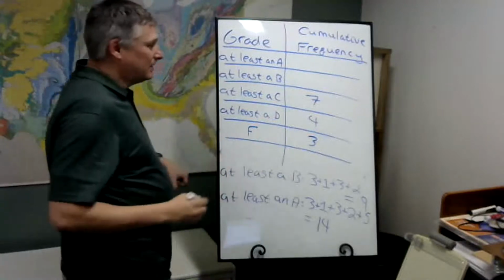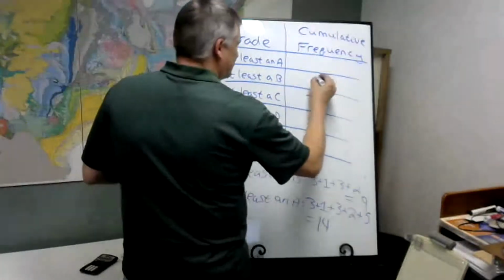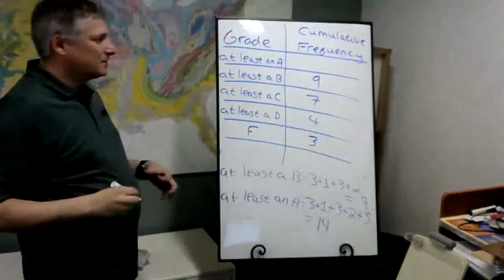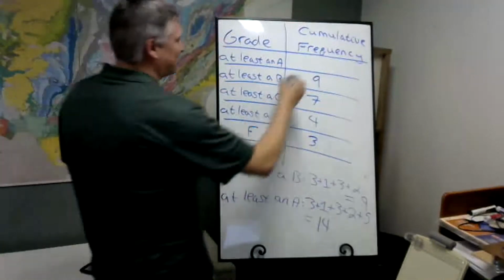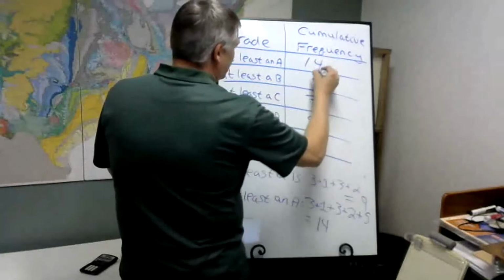So at least a B. Well, there were 2 B's. So that brings us up to 9. And finally, at least an A. Well, there were 5 A's. That brings us up to 14.